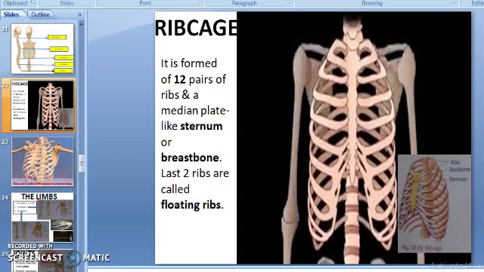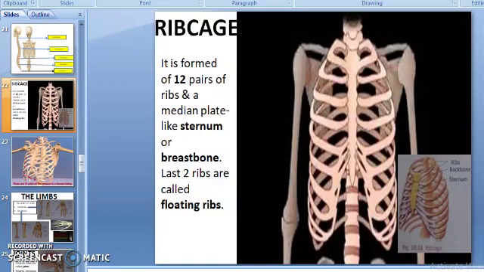Then we have discussed the vertebral column. You can call it backbone or spine also. And it is divided into 5 regions: neck region, chest region, belly region, hip region, and tail region. And it has 33 small ring-like bones which are joined end to end.